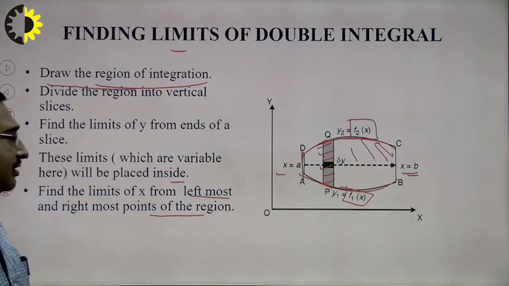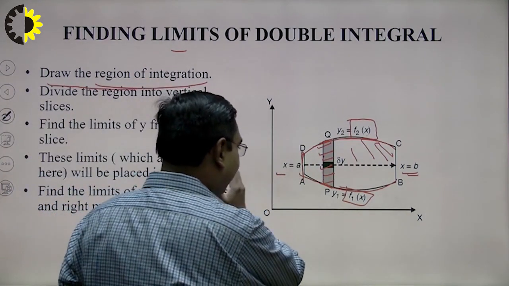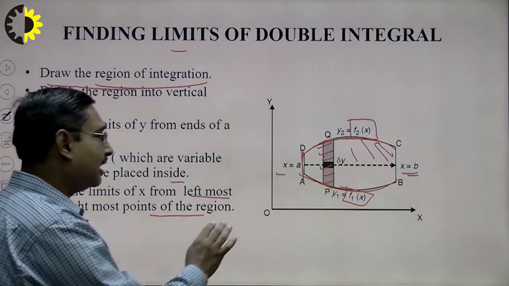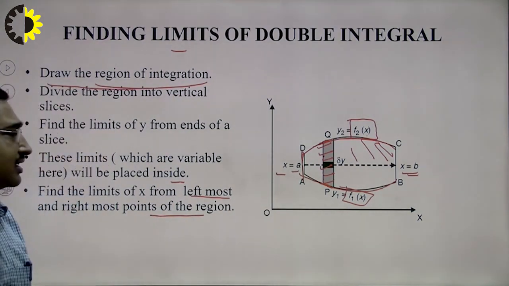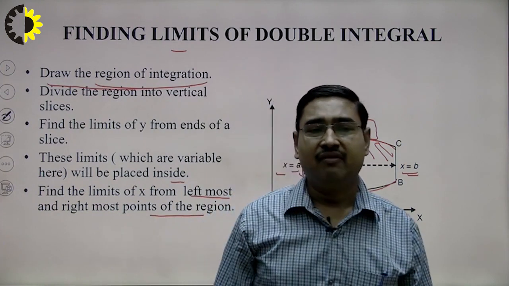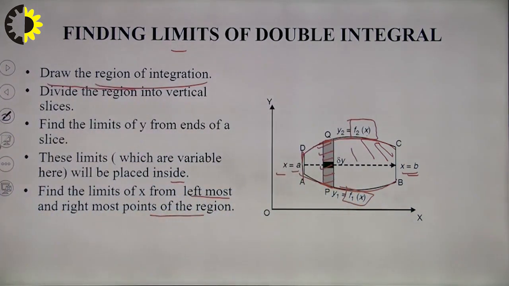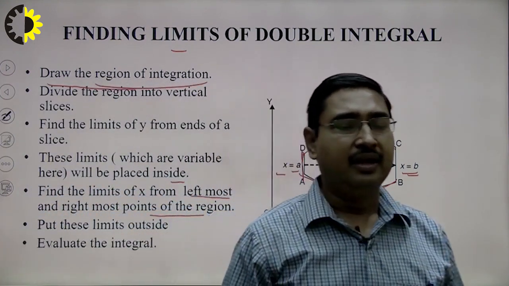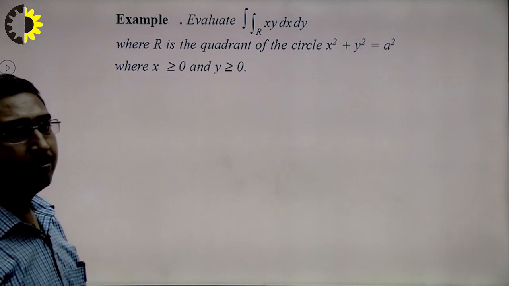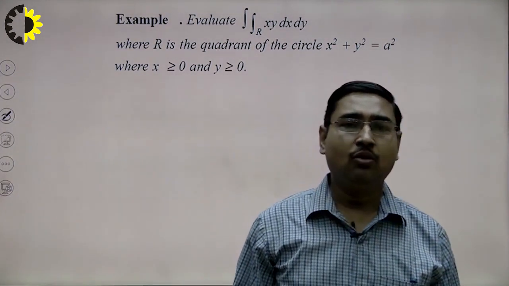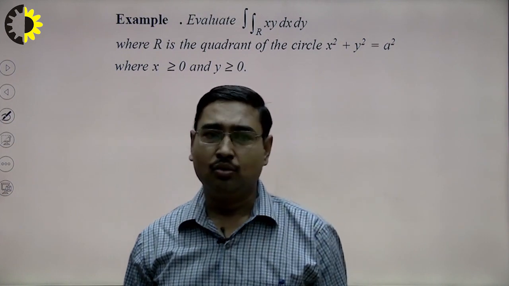And then to find the limits of x, we shall find leftmost point, not equation, we shall find leftmost point of the region, that will give value of x, which will be lower limit of x. The rightmost point of the region will give upper limit of x. Now we shall apply these limits, and evaluating the integral, we can calculate the value of double integral. We now take an example to understand how to find limits of a double integral and how to evaluate the integral.